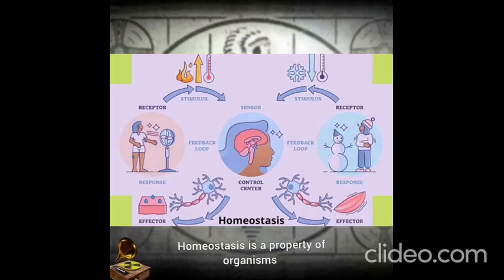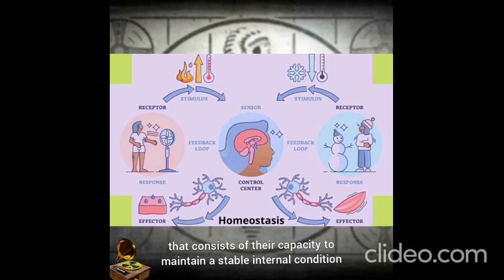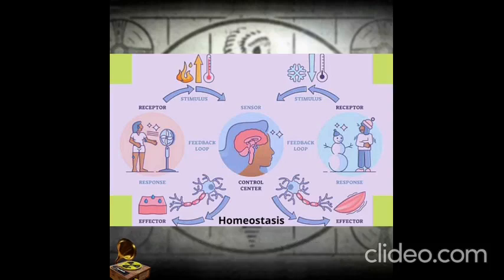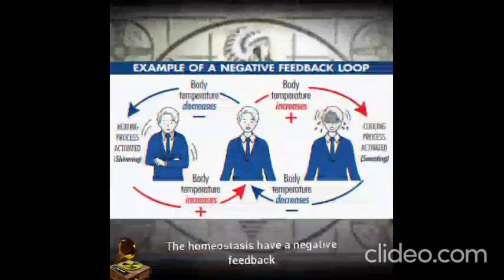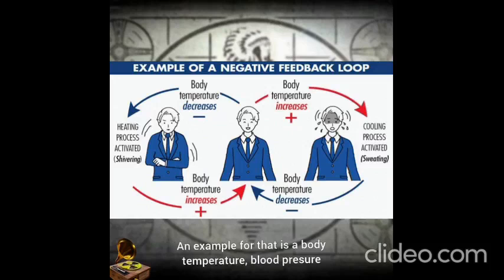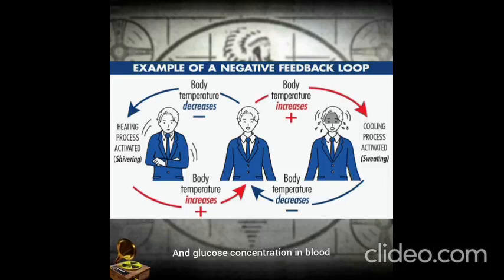Homeostasis. Homeostasis is a property of organisms that consists of their capacity to maintain a stable internal condition, compensating for changes in their environment through the regulated exchange of matter and energy with the exterior. Homeostasis has negative feedback. Examples of that are body temperature, blood pressure, and glucose concentration in blood. The hallmark of a negative feedback loop is that it counteracts a change, bringing the value of a parameter, such as temperature or blood sugar, back towards its set point.